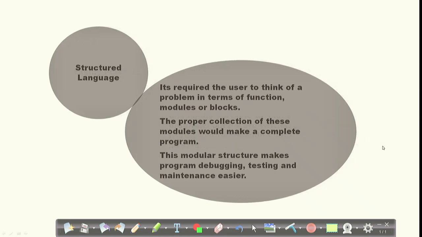The next feature is that it is a structured language. It requires the user to think of a problem in terms of functions, modules and blocks. That means dividing your problem into a number of subproblems. A proper collection of these modules makes a complete program. The modular structure makes debugging, testing and maintenance easier for the programmer compared to a program that is a sequence of instructions.